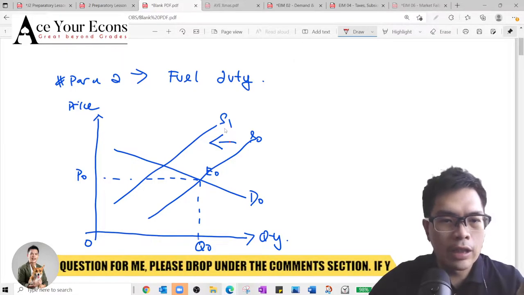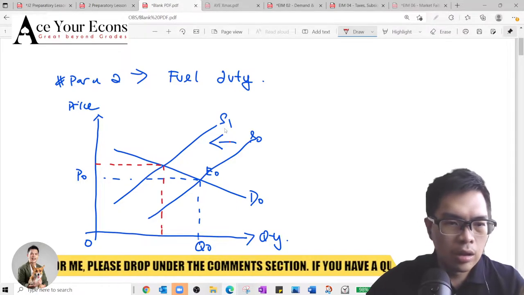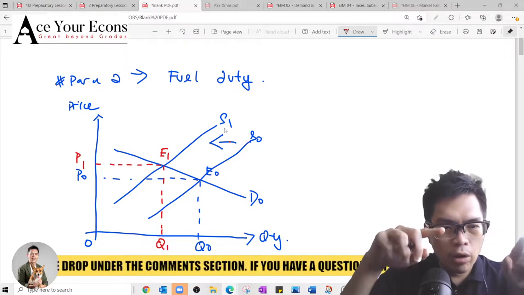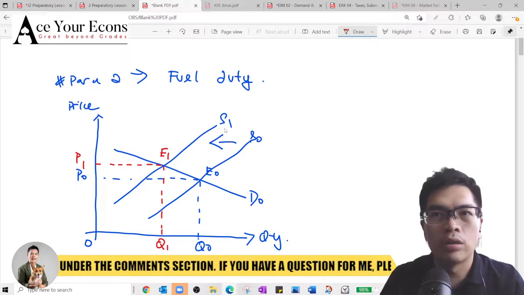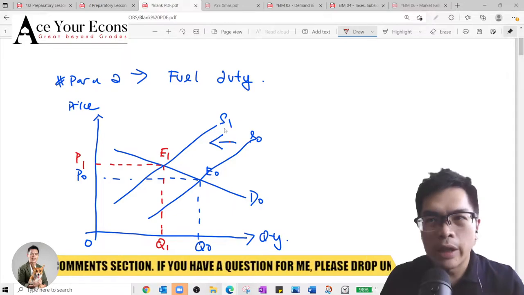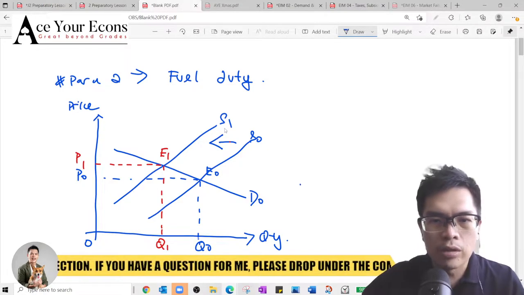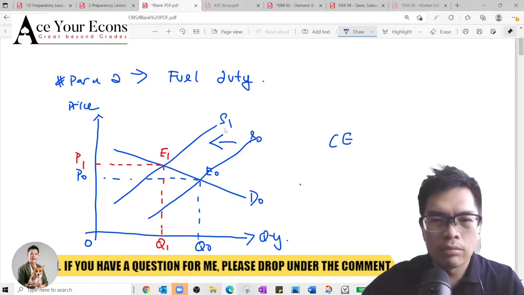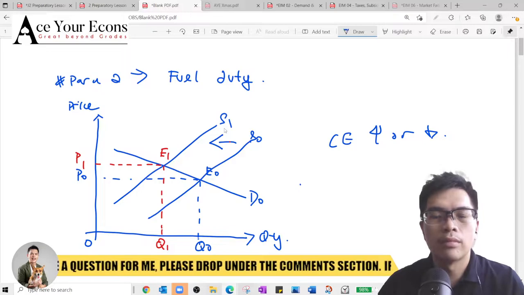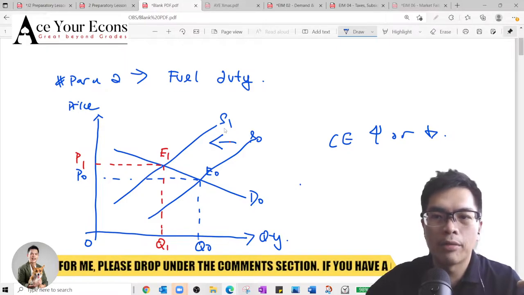Now what happens when your demand curve is sufficiently elastic? As a result, we can see that when there is a fall in supply, there is 0 P1 E1 Q1 as your final consumer spending. Is everyone following me? So now, what can we deduce about the consumer spending? Has it gone up or gone down? Consumer spending, up or down?